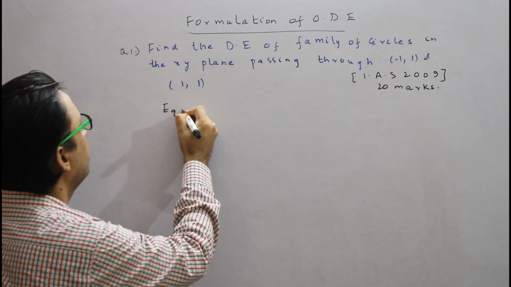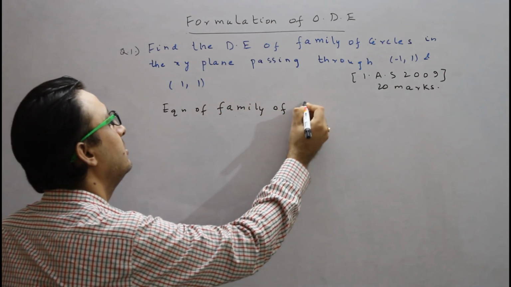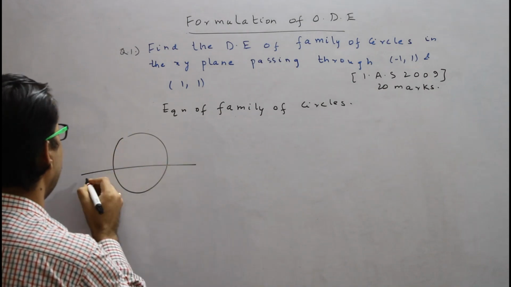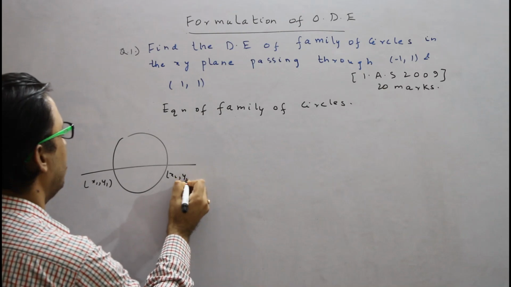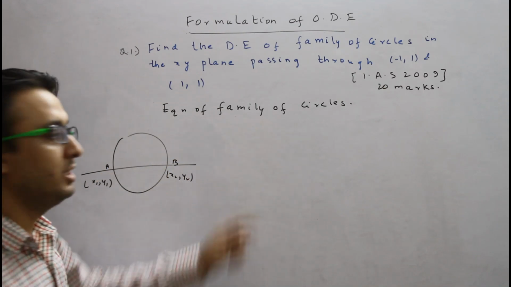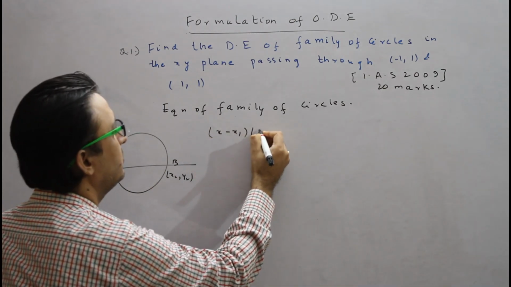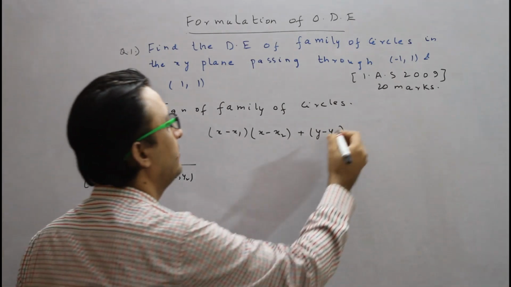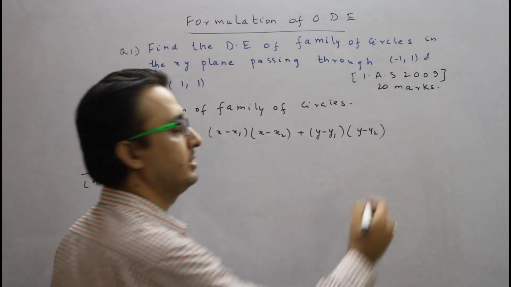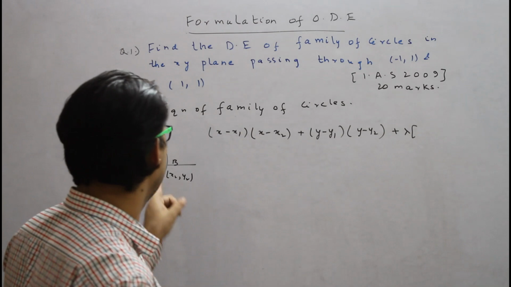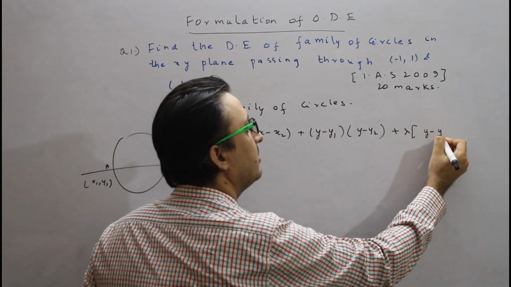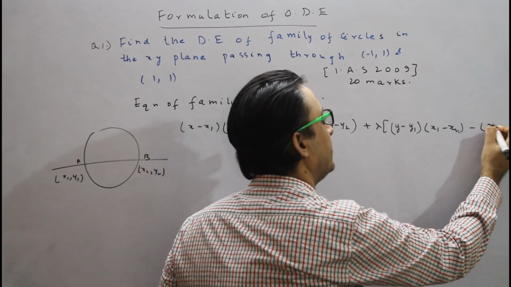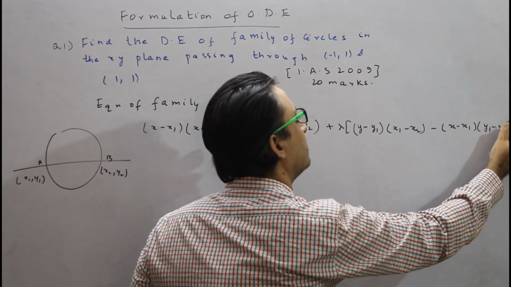So the equation of a family of circles, if we take the circle as passing through two points, say (x1, y1) and (x2, y2) at points A and B, then its general equation is (x minus x1)(x minus x2) plus (y minus y1)(y minus y2) plus lambda times, because that is passing through the points, so we will take the slope, (y minus y1)(x1 minus x2) minus (x minus x1)(y1 minus y2) is equal to 0.